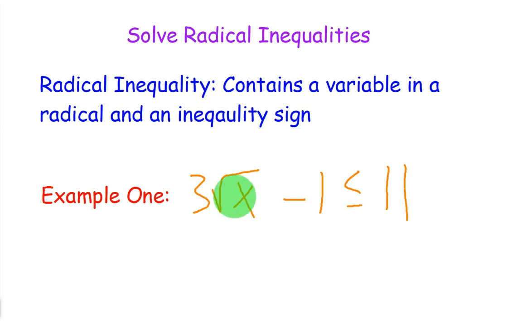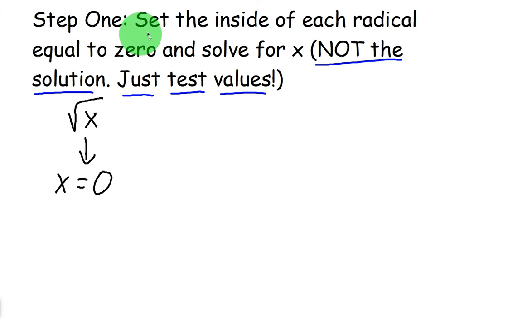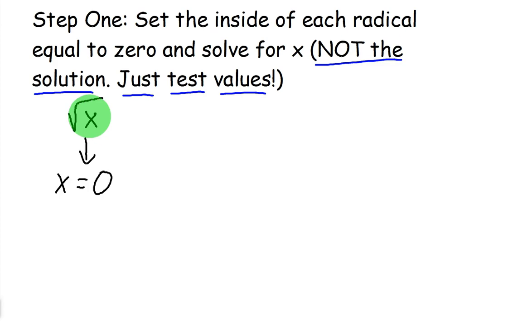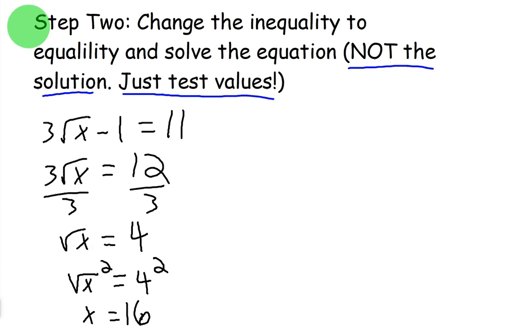So how are we going to do that? Step 1 is to set the inside of each radical. There might be more than one radical in the equation. We're going to set it equal to 0 and solve for x. Again, just like when we did solving rational inequalities, that doesn't give you the solution. It just gives you possible test values. So in our inequality for this example, it's just square root of x, right? So we're just going to set x equal to 0. If there was something else in the radical, like x minus 2, you would set it equal to 0. So there's x equals 0. That's the number we're going to eventually put on the number line.